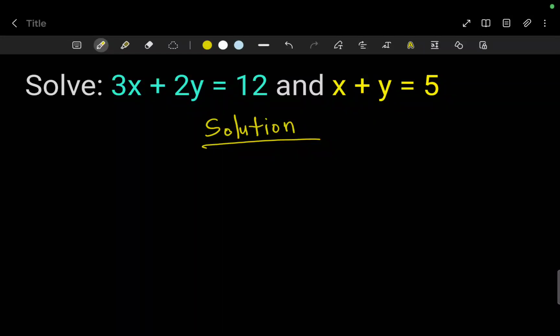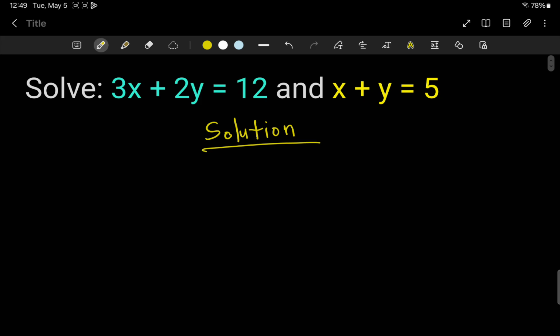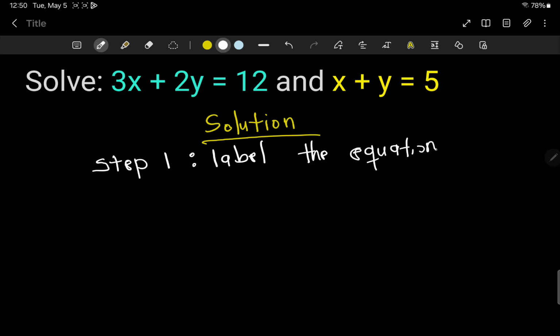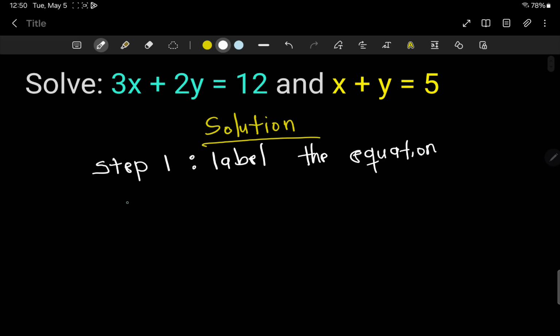WASSCE style simultaneous equation together. Now, looking at this simultaneous equation, we can say that step one, right? Let's label the equation.